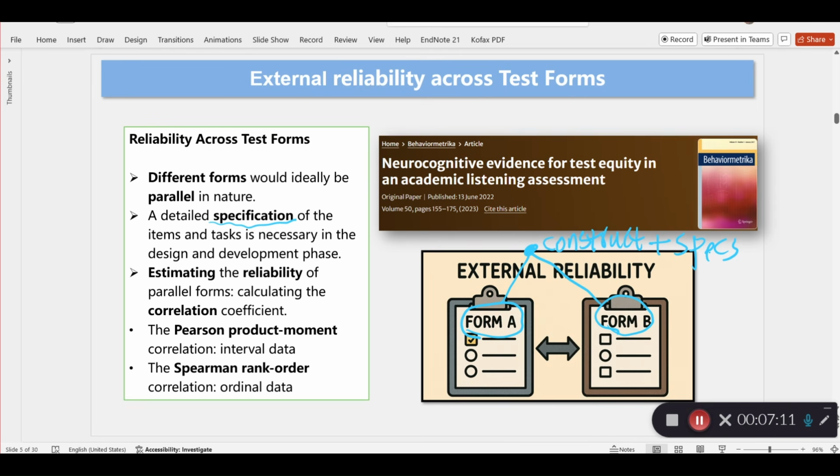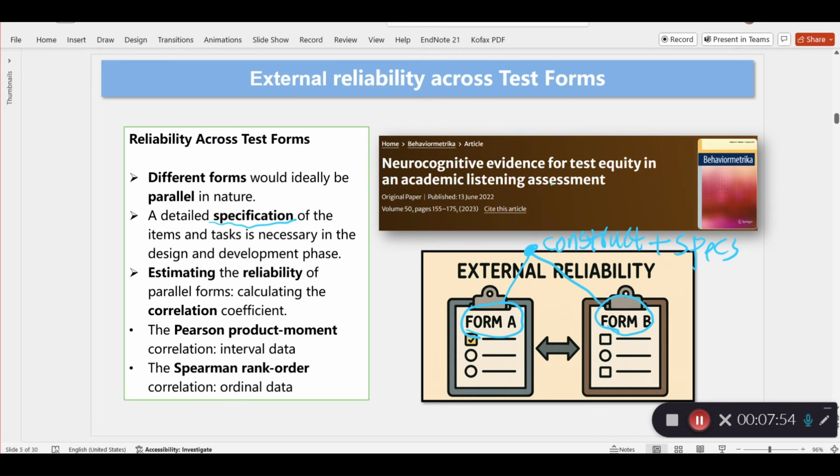Now, the other point I wanted to add before moving on to discussing this type of reliability itself is that we extended this concept of construct and specification in a paper that was published in Behaviormetrika in 2023, which is called Neurocognitive Evidence for Test Equity in Academic Listening Assessment. Here we have used brain imaging and eye tracking, and we have shown that the psychometric equity of 2 tests does not necessarily mean that there is neurocognitive and behavioral equity across the 2 forms or across the 2 tests. That's something that I will leave in the comment section of this video, and if you like, you can take a look at it.